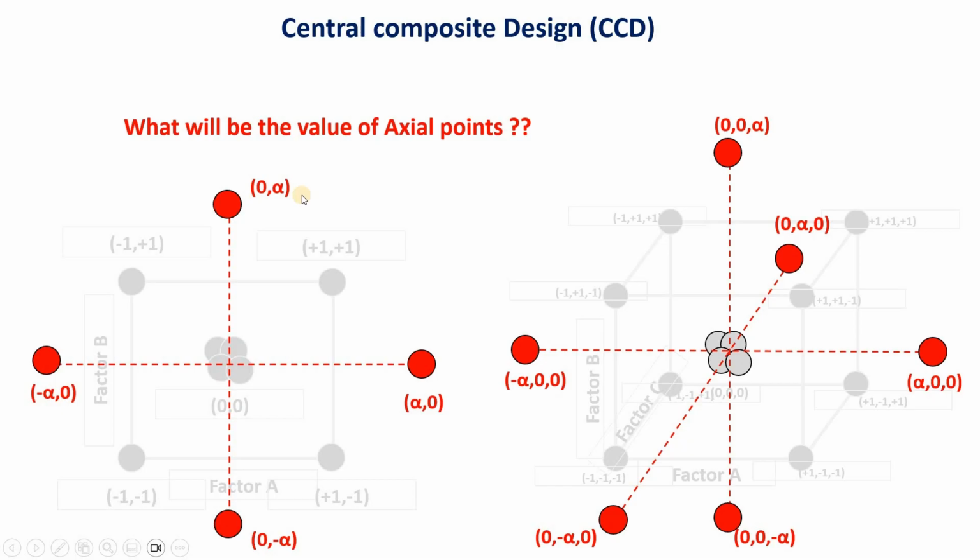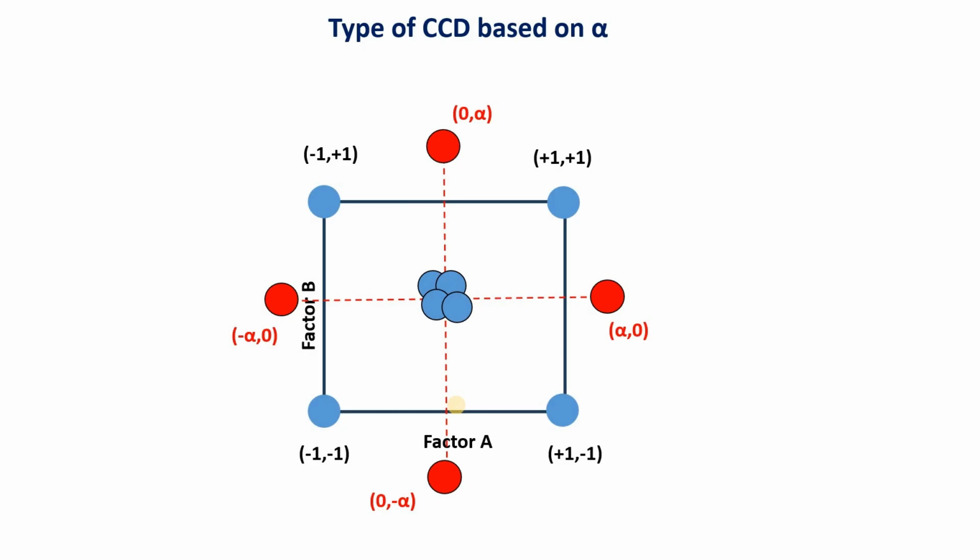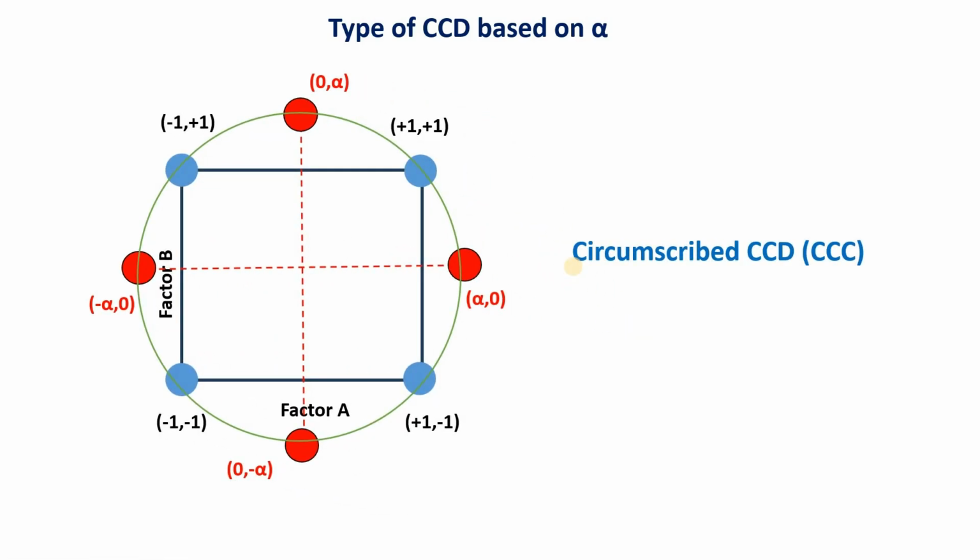Based on this alpha, CCD is again divided into different types. Now, what are the types of CCD based on alpha, and the value of alpha will be decided on that only. Suppose this is the full factorial for 2 factors, and we have 4 center points, and this is designed like this. If we eliminate the center points for now, and focus on these only, if we draw a circle, that circle will go through each point. In that case, this is called a circumscribed CCD. Right now we will only see that type of CCD based on alpha, then later on we will see what the value of this alpha will be.